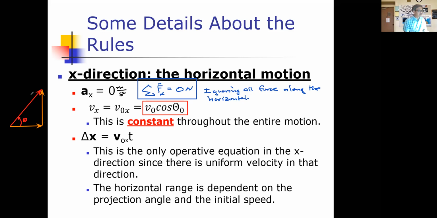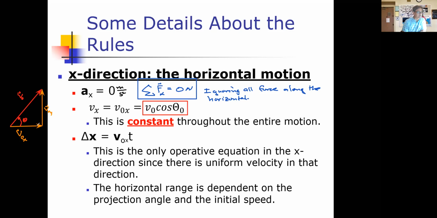If this represents the initial velocity and the direction up and away, then this represents the x component. That is v naught x, and that's what we have right here. And this is our y component, v naught y. Since we're talking about x here, we're looking at this vector right here. We're examining only that vector right there.